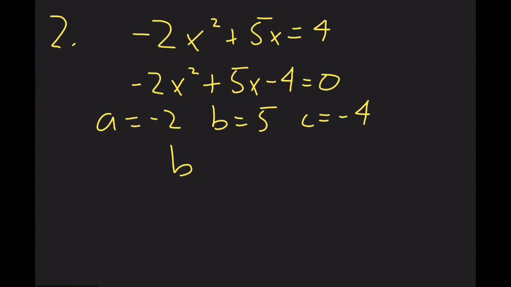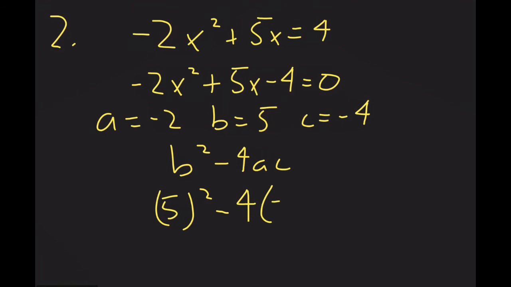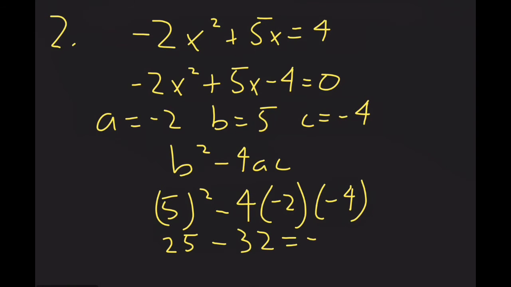Now plugging it into b squared minus 4ac. So it will be 5 squared minus 4 times negative 2 times negative 4. So it will be 25 minus 4 times negative 2 times negative 4, and that's 32. So 25 minus 32 equals negative 7. And negative 7 is less than 0. So therefore there are no solutions in this equation.